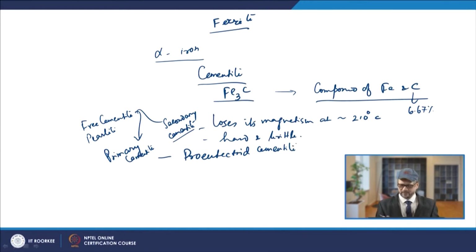So, it will be precipitated from the supersaturated solid state austenite, and that way, at the eutectoid point it will give you the pearlite, a completely pearlite structure. So, before that it will be formed from austenite.